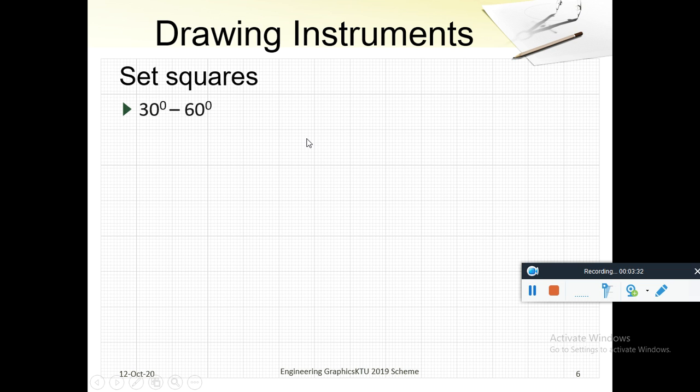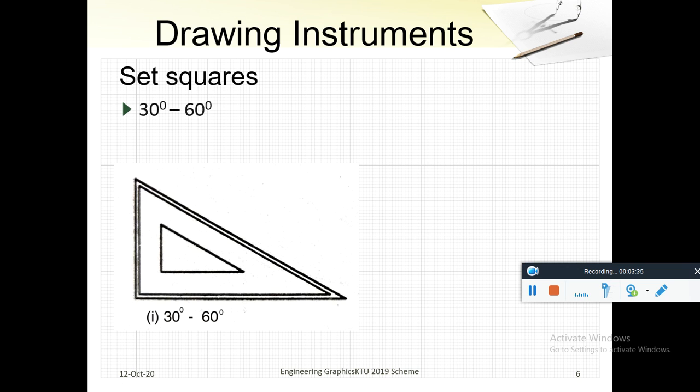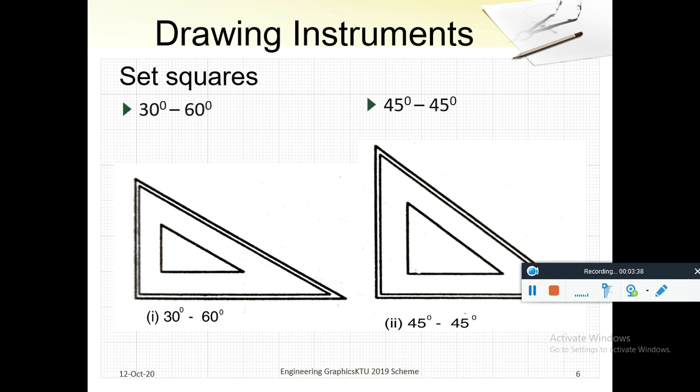Set squares. 2 types of set squares are there. One is 30-60 degree and the other is 45-45 degree. Set squares along with the T-square are used in combination to draw different angles or different lines parallel to each other. By using the combination of these 2 set squares, we can draw lines of 15 degree and its combinations easily.